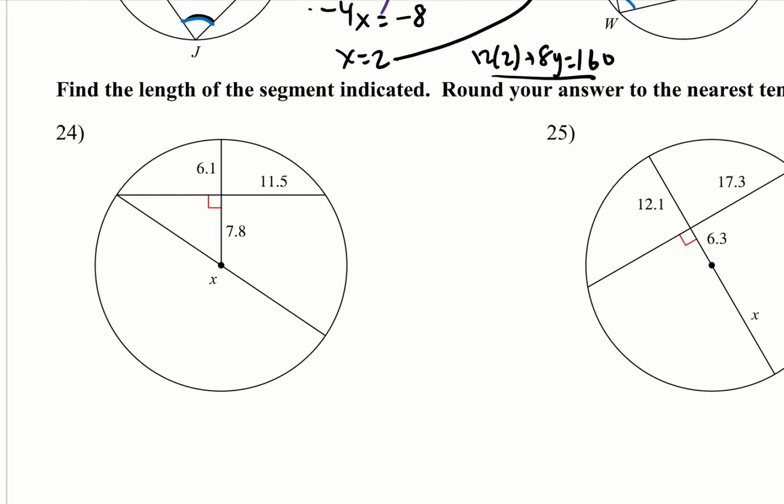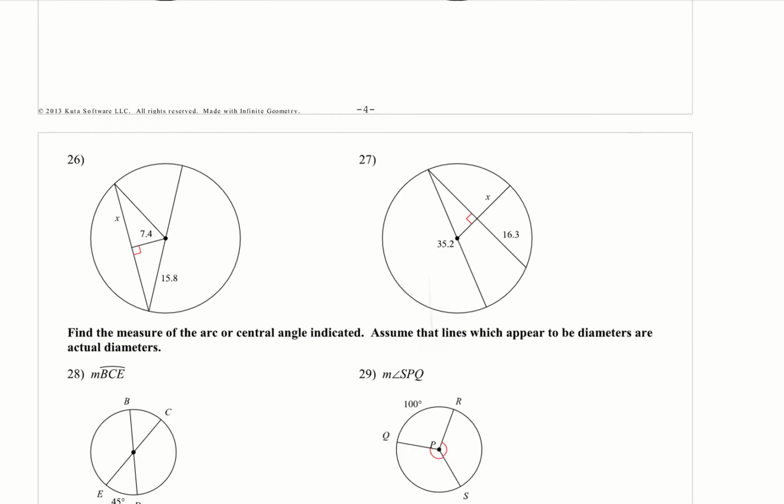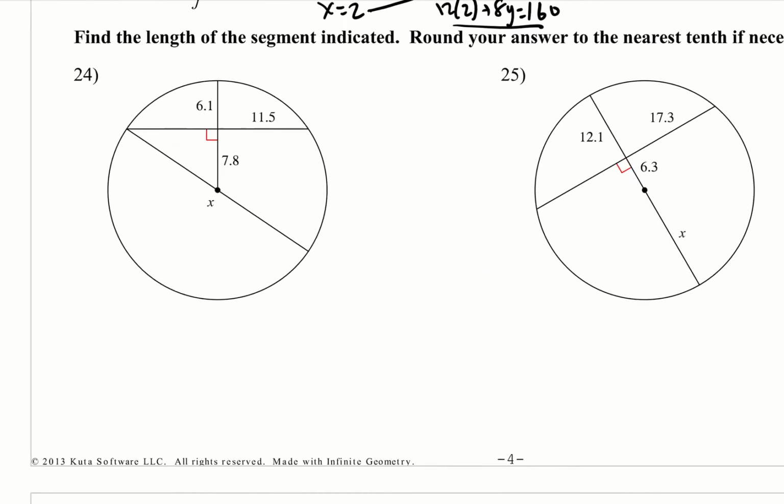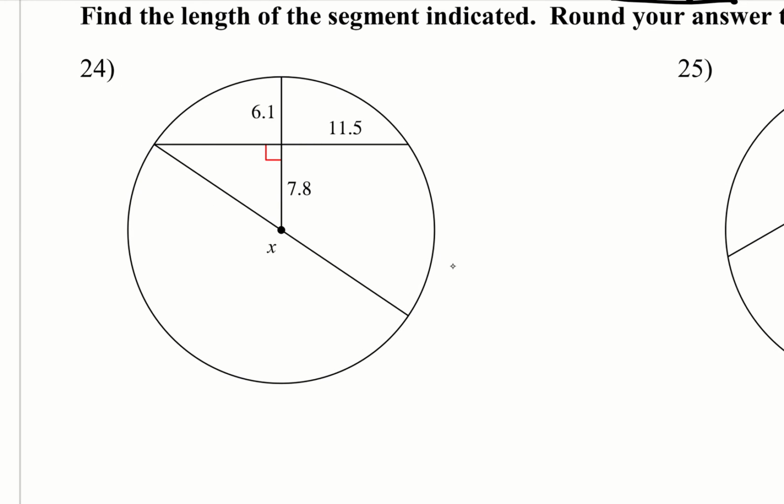All right, so finishing up here, we got a few questions here. Let's see, find the length of the segment, round your answer to the nearest tenth. So, all right, so here we're going to use some theorems related to chords and such. So we know that this is a chord, and this is also a chord. More specifically, it's a diameter, right? So we want to find this diameter.